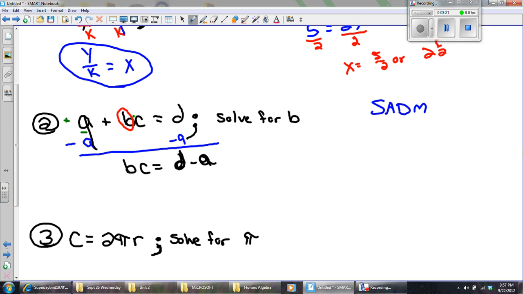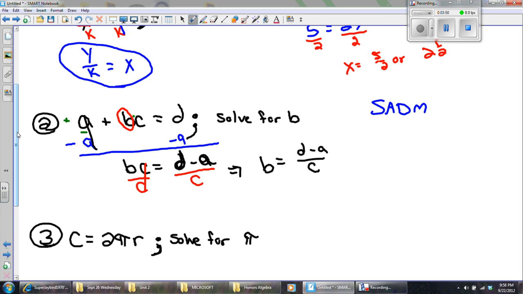All right, now b is still not alone. It's attached to c by multiplication, so I'm going to divide by c on both sides. One thing you want to be careful about: make sure you divide the entire right-hand side by c, not just one of the terms. And so the answer becomes b is equal to d minus a, all over c.